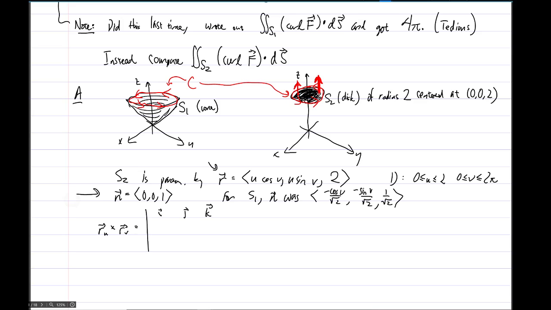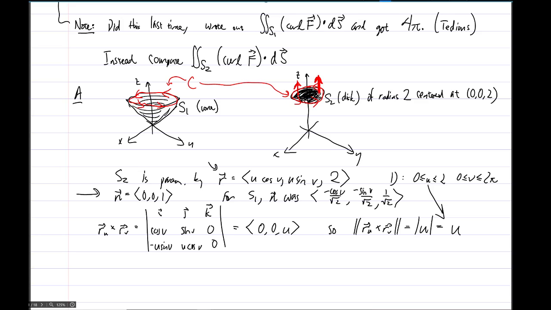So i, j, k, cosine v, sine v, 0, and then when we differentiate r with respect to v, we'll have negative u sine v, positive u cosine v, and 0. And this will work out to be 0, comma 0, comma u. So the magnitude of r_u cross r_v turns out to be the absolute value of u, but since u is between 0 and 2, this ends up being just u, plain old u.